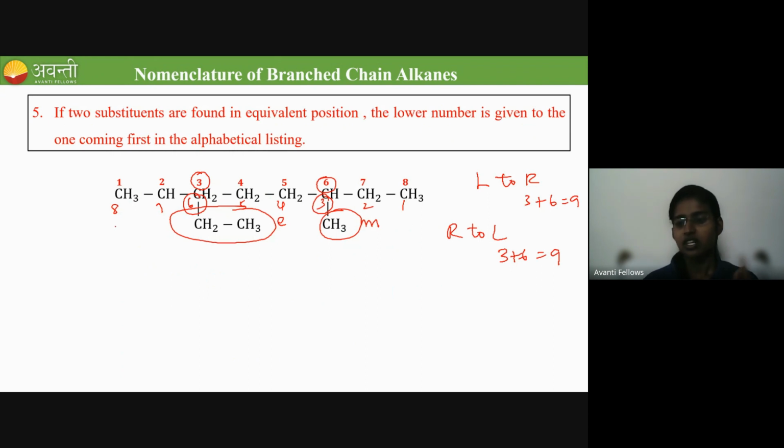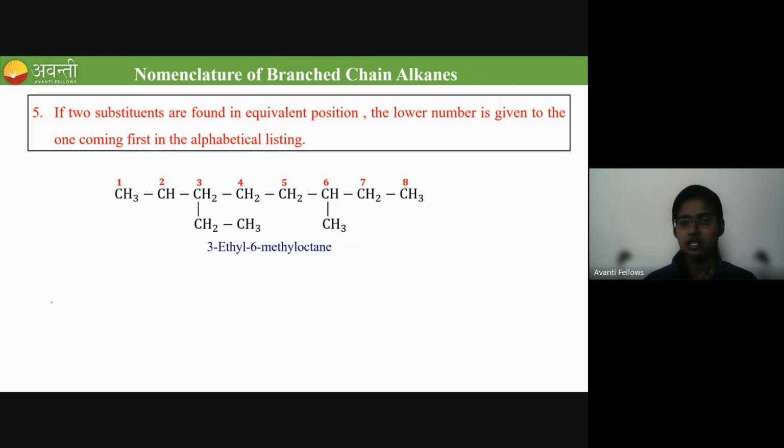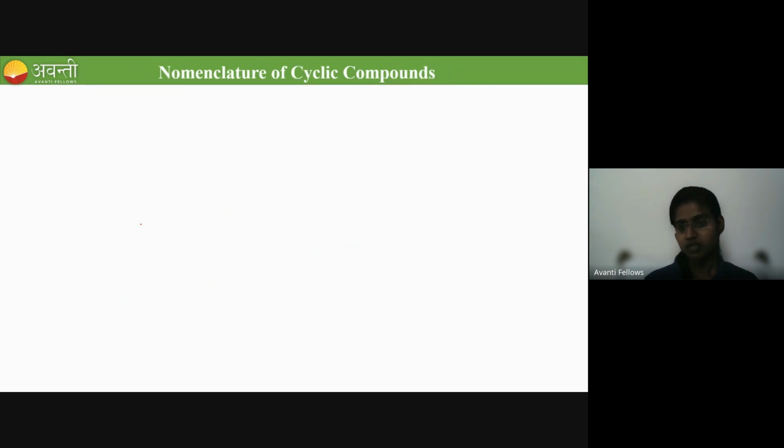Very good statement. Coming first in the alphabetical list. So E comes first in the alphabet, so that should get the lowest number. So it is named as 3-ethyl 6-methyl octane. Very good. So these are the 5 important rules you have to keep in your mind while naming the branched chain alkanes. Okay. So now I will go for the nomenclature of cyclic compounds.